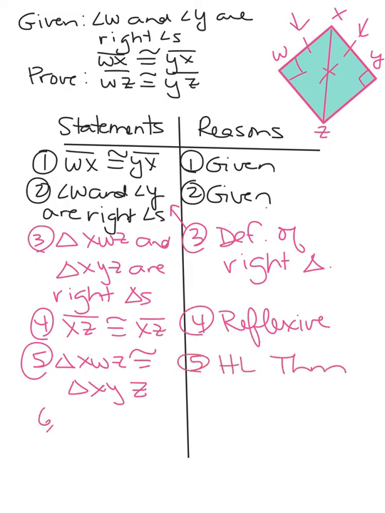And now because the triangles are congruent, I can talk about any of the corresponding parts being congruent as well. So my given statement is one of the sides. Segment WZ is congruent to segment YZ, and that is because of CPCTC.